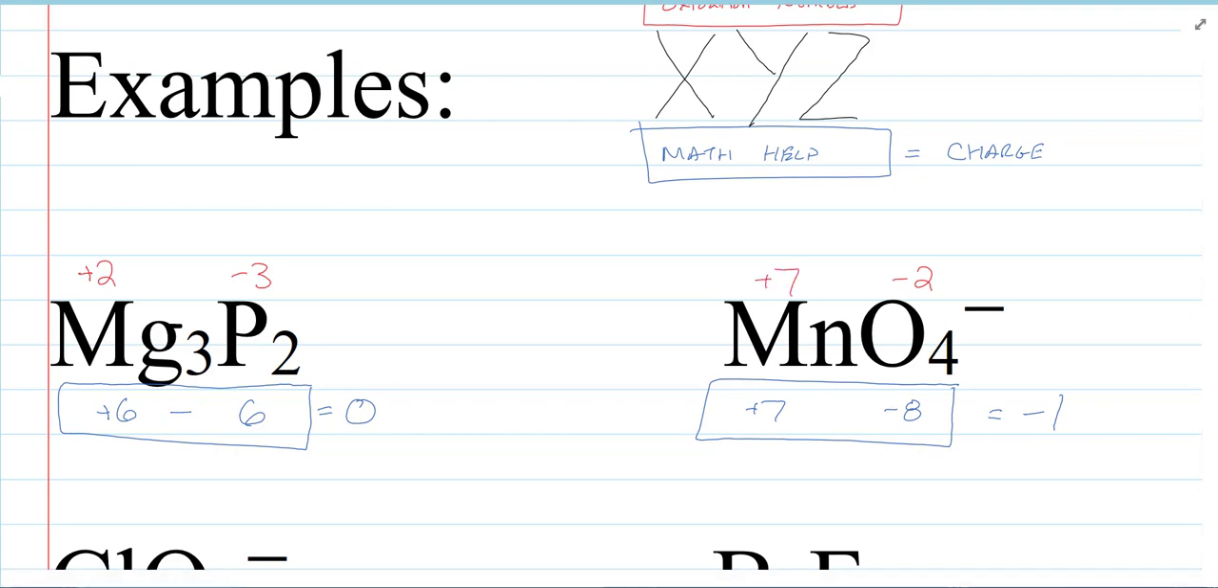So now my answers are up here in red. These are my answers. These are my oxidation states. That's what we care about for behavior purposes. Down in blue is my math help. That just helps me do the math. Because obviously 7 minus 2 does not equal -1. But 7 minus 8 equals -1. So that's why we're doing what we're doing.